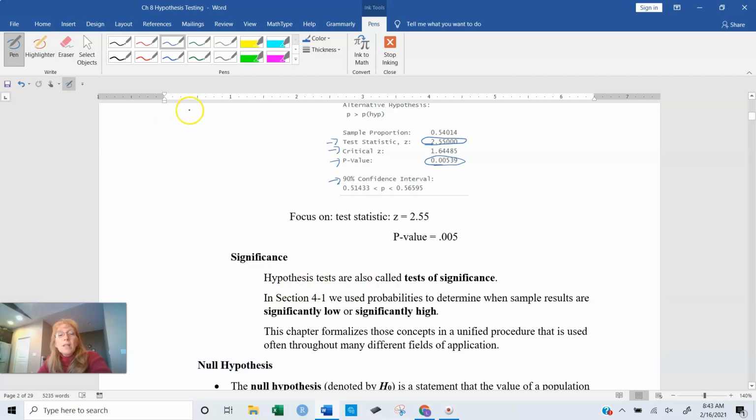Okay, the hypothesis test also tests significance. We use a probability to determine when sample results are significantly low or significantly high.